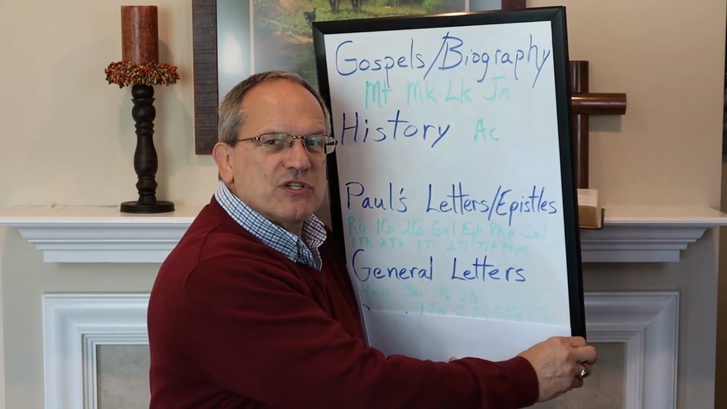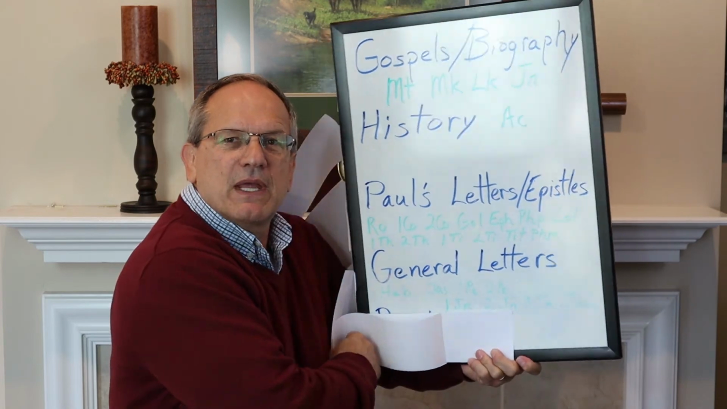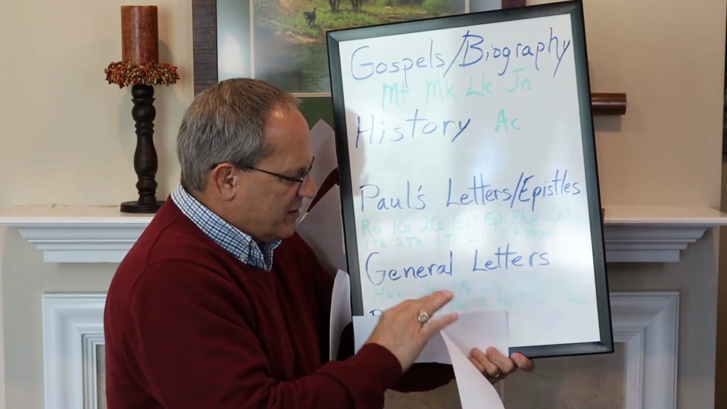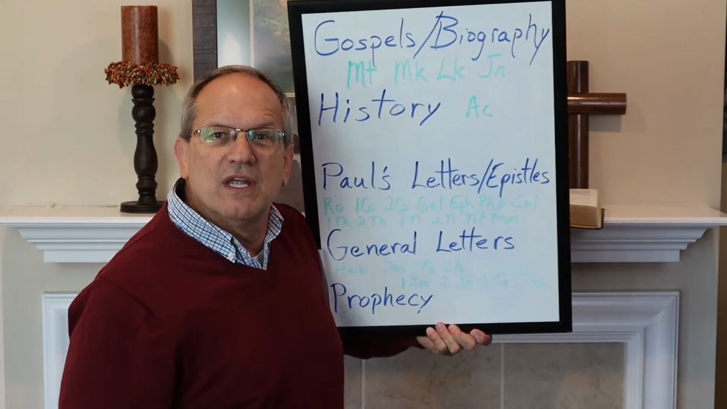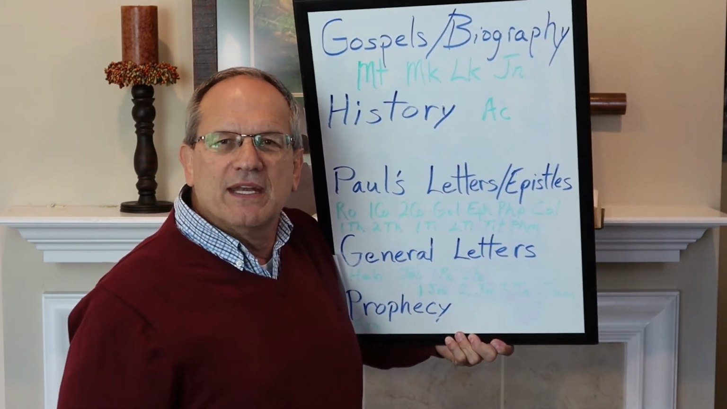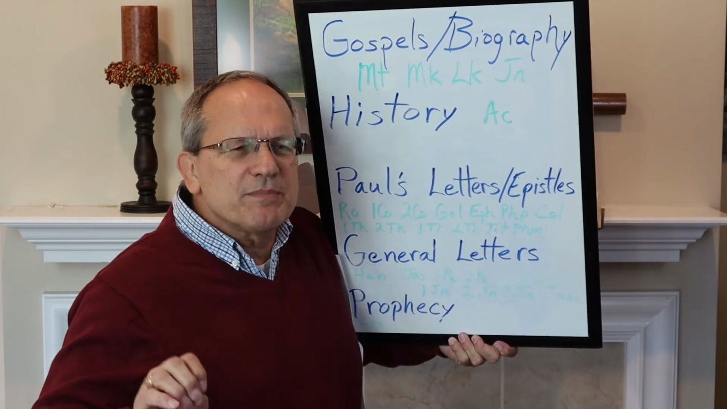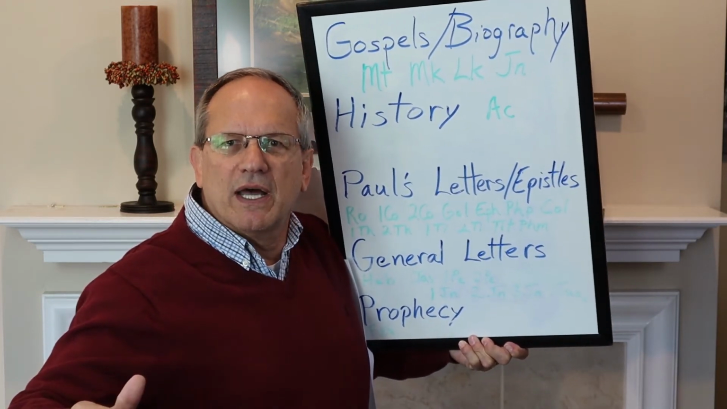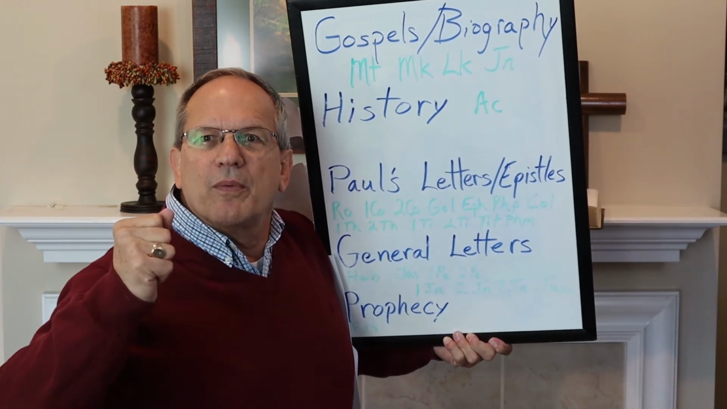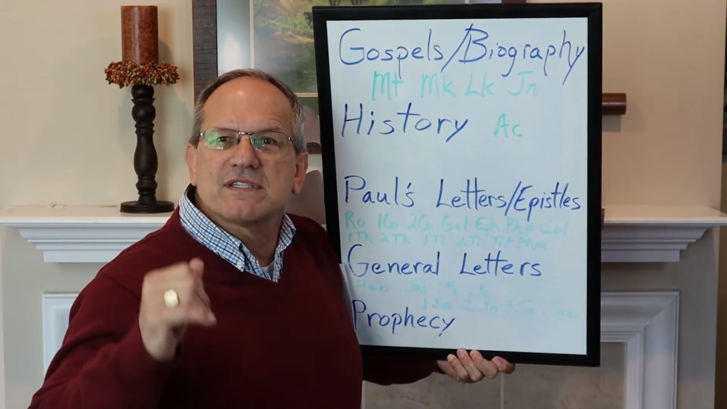And then the final section is prophecy. A lot of us like to focus on this section. Once again, there's only one book in this section. It's the book of Revelation, and it is considered a prophecy, sometimes called the Apocalypse, talking about the second coming of Christ. So there you go, 5 sections.